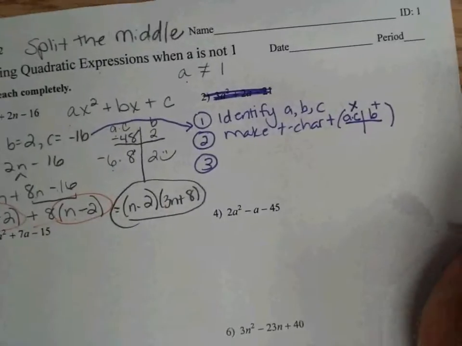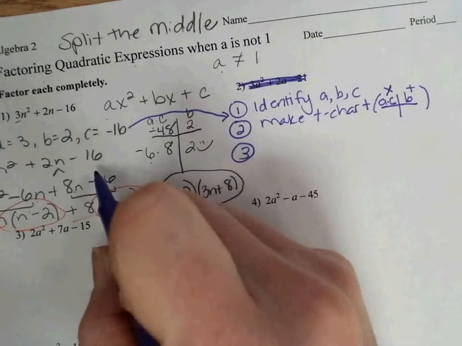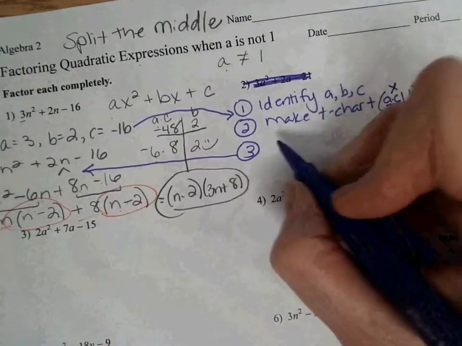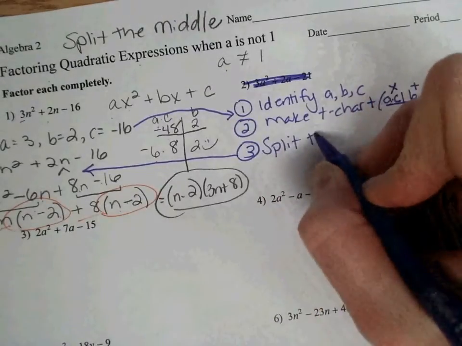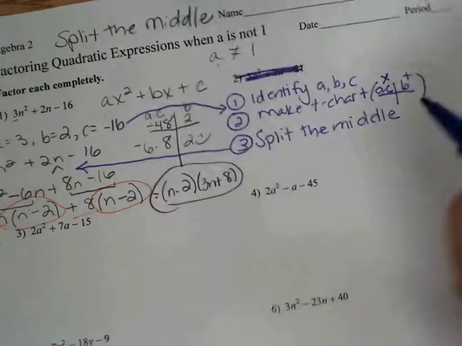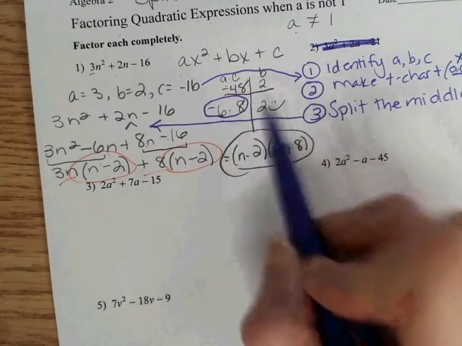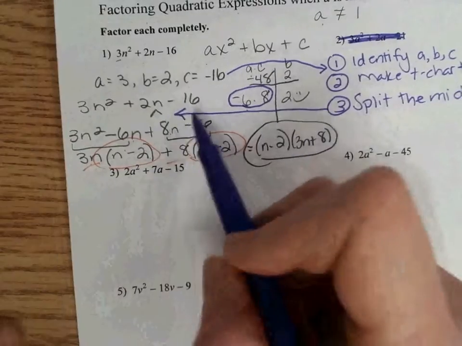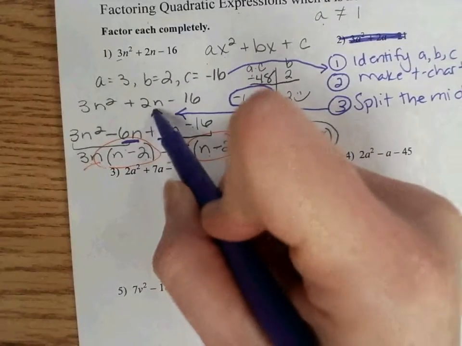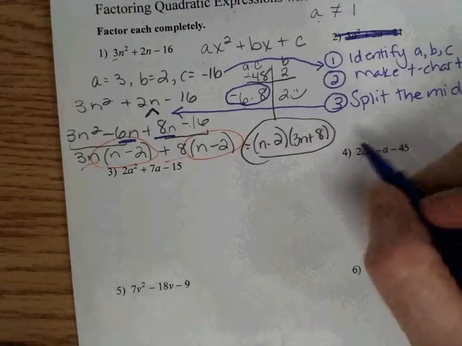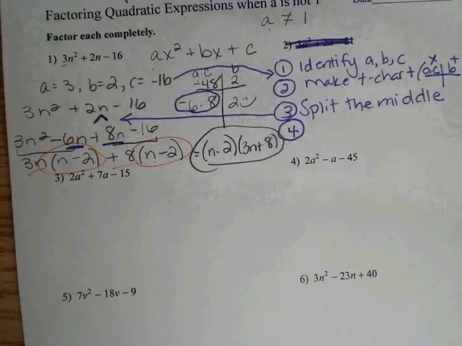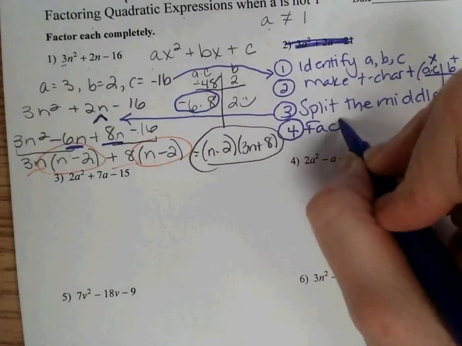Step 3 is where we actually split the middle here. So the middle is the B term. So split the middle. We're using those 2 values that we found that worked out, and they go here and here, splitting our B value. And then finally we factor by grouping.